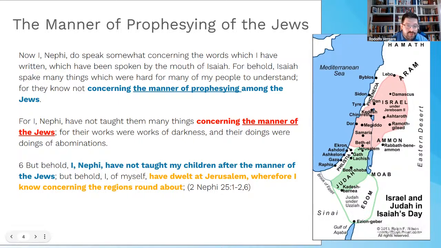However, Nephi understood that to understand the manner of prophesying among the Jews, then verse 6, you need to understand some of the cultural aspect of it. So not necessarily living the way that they lived, but also understanding their lifestyle and culture, because that's what the prophets are speaking against. And so Nephi said, "But behold, I, Nephi, have not taught my children after the manner of the Jews, but behold, I of myself have dwelt at Jerusalem, wherefore I know concerning the regions round about."